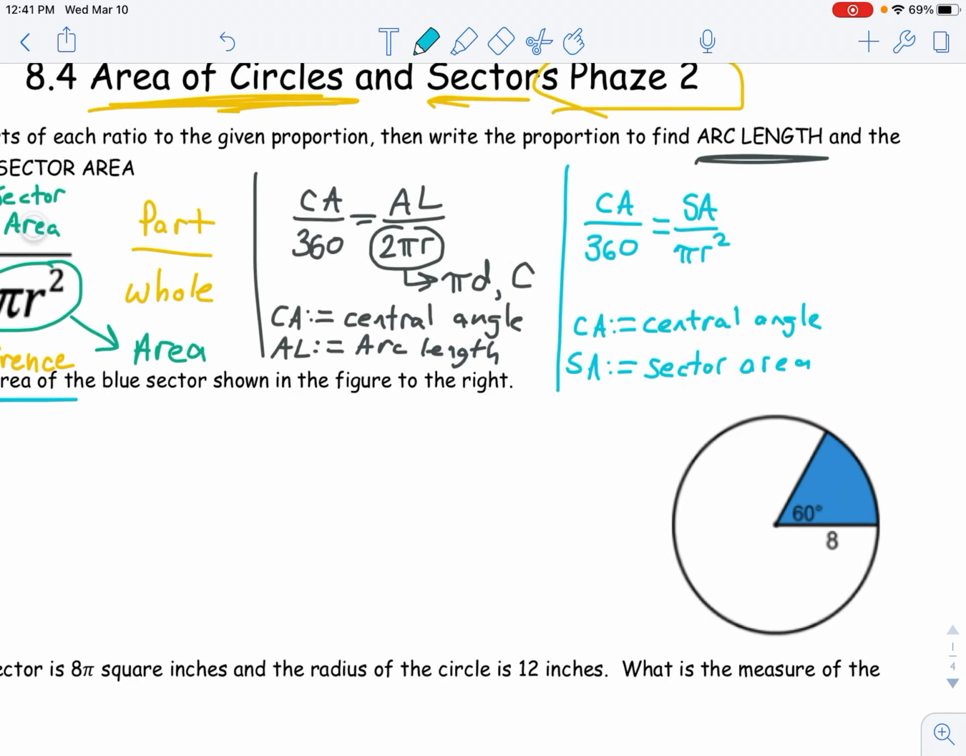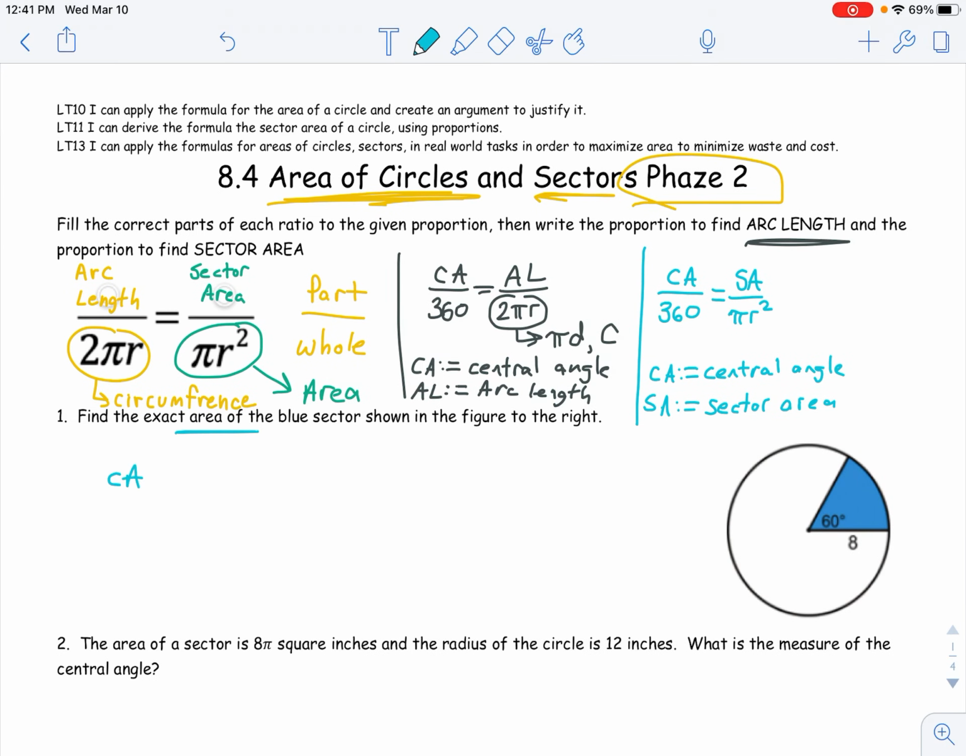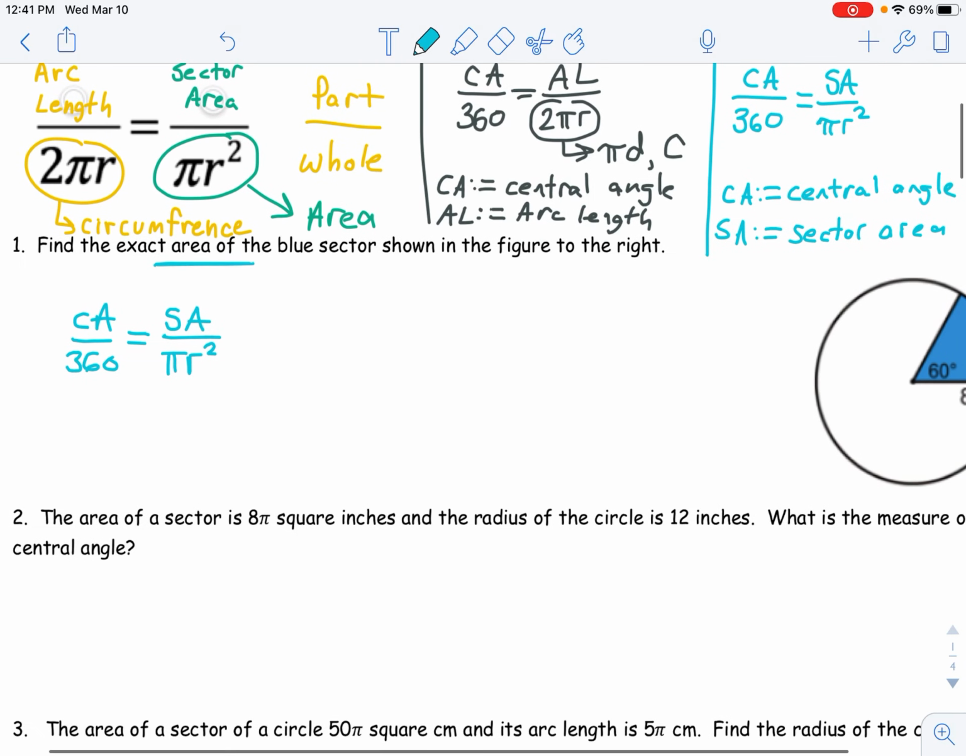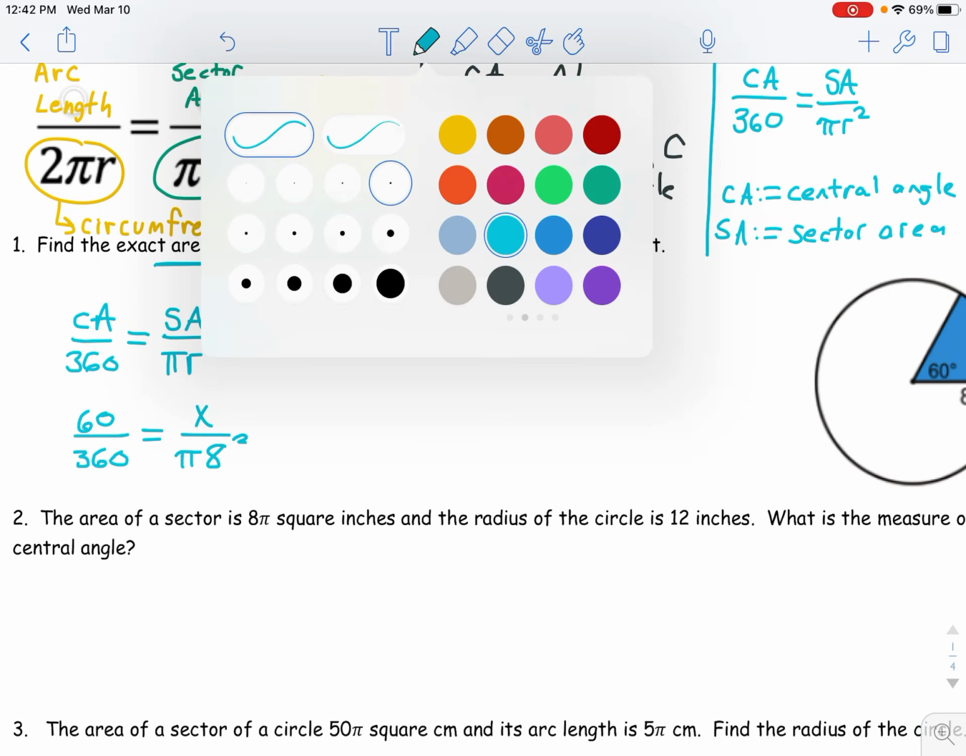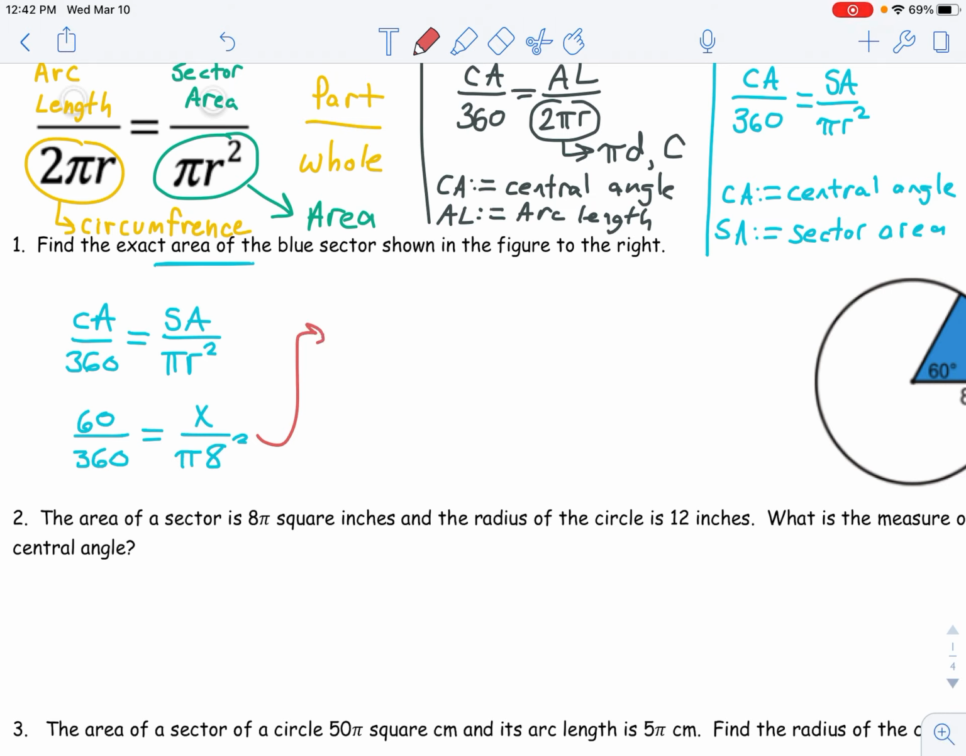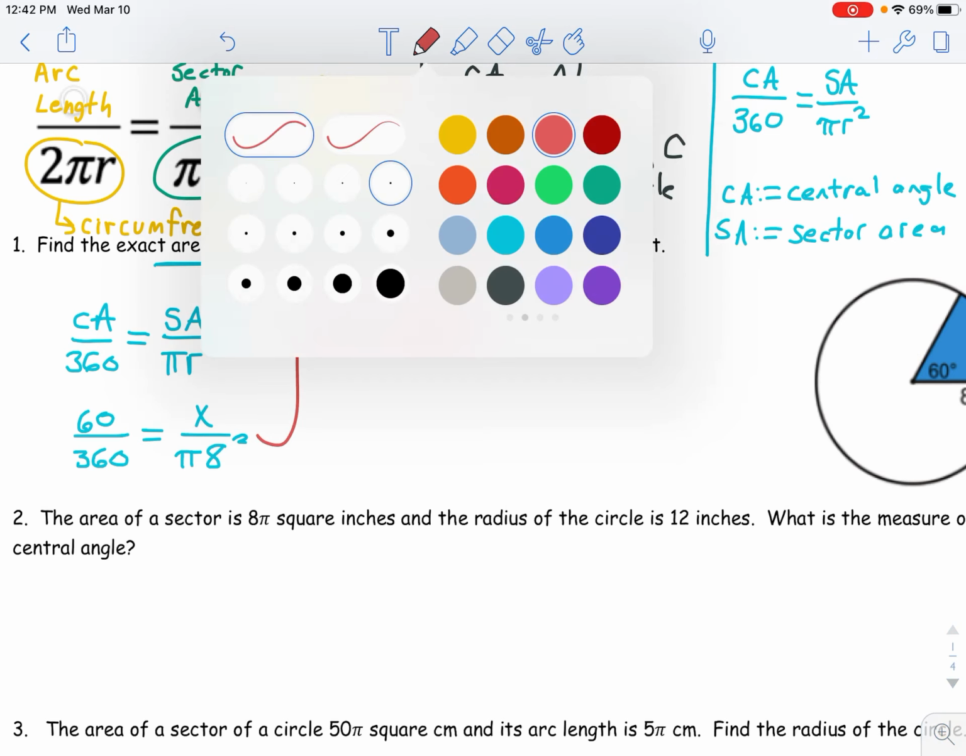We're going to find the exact area of the blue sector shown in the figure to the right. So again, we're finding area. So we need the central angle over 360, and that equals the sector area, which we're finding, over pi r squared. The central angle is 60, and the radius is 8. I'm looking for sector area, so I'm going to replace that with the x. All right, so then it's all about reducing. 60 goes into 360 6 times, so that becomes 1 over 6, and then we have a 64 pi.